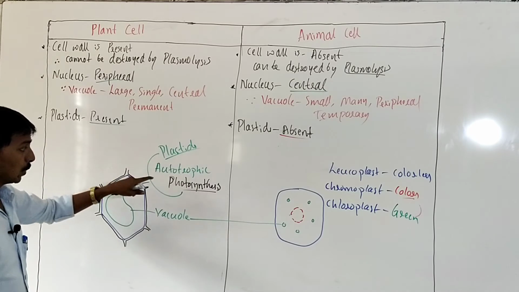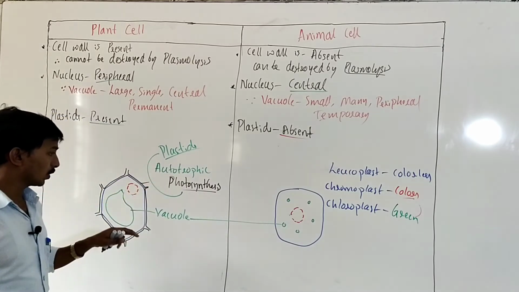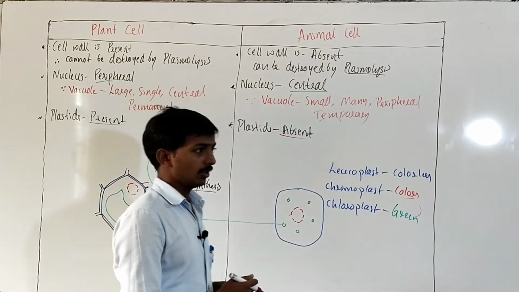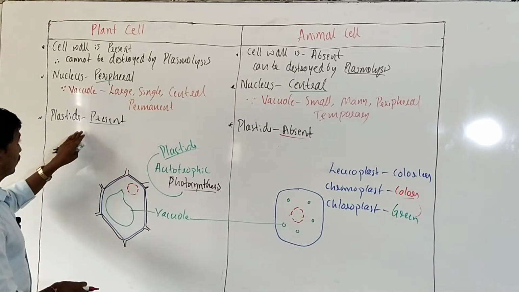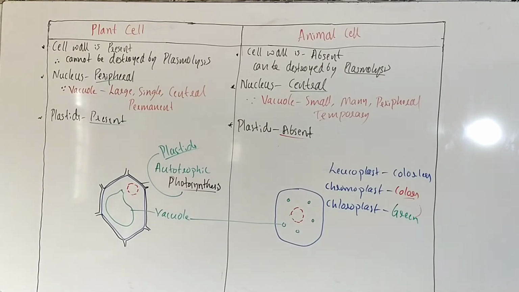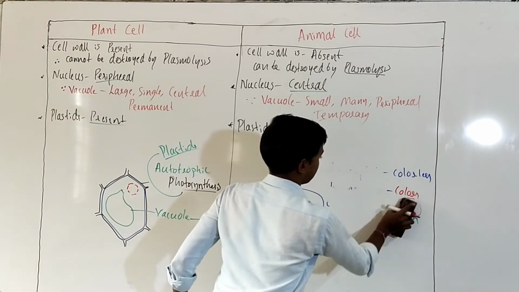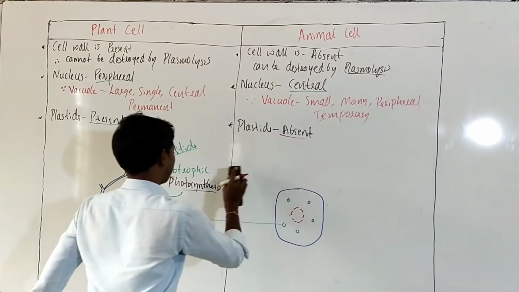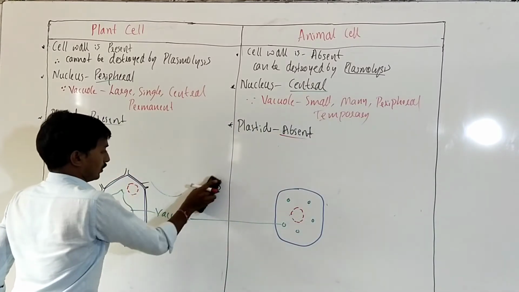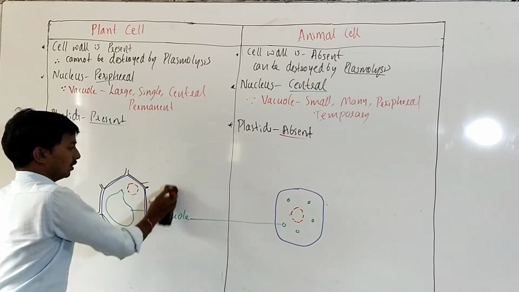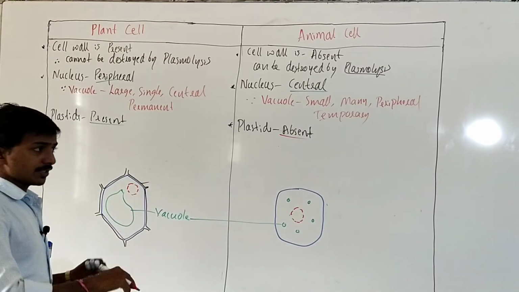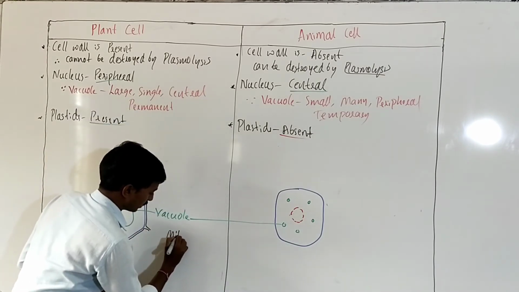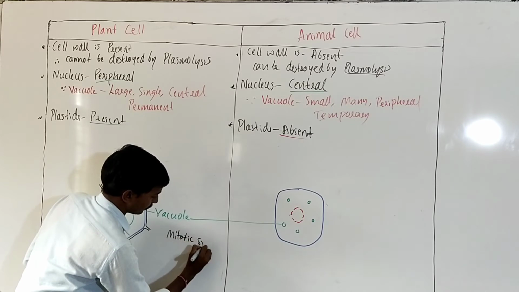Mainly the chloroplast, which performs the photosynthesis, is present only in case of a plant cell, not in case of an animal cell. Okay, it is the major difference. Then one more difference here. In a previous video we discussed the spindle, that is the mitotic spindle.